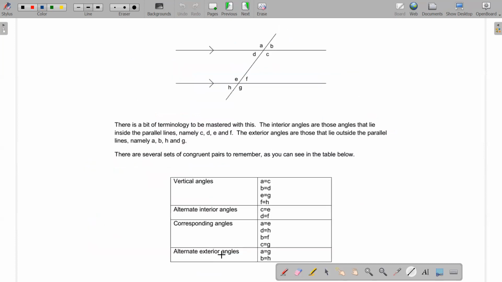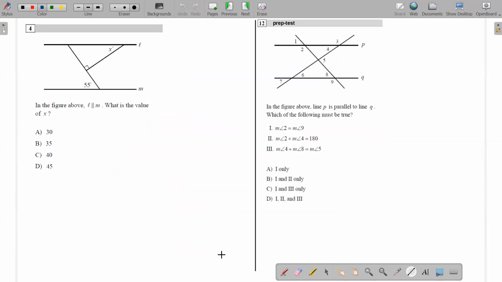That's a little bit of repetition of what we just said. So let's see these two types of problems. Problem number 4 says, in the figure above, line L is parallel to line M. What is the value of X? We want to find this angle, right? And the only information we actually have is that this angle is 55 degrees.